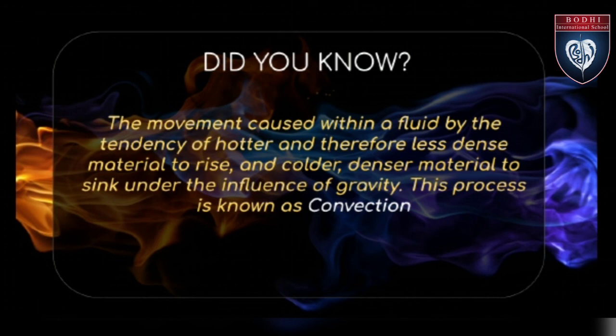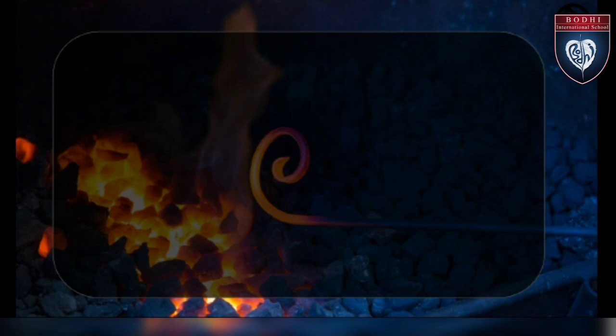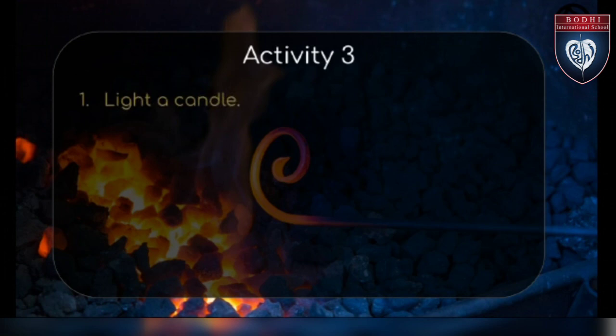The movement caused within a fluid by the tendency of hotter and therefore less dense material to rise and colder, denser material to sink under the influence of gravity is known as convection. The hotter material loses its density and becomes lighter, so it rises up. The colder material becomes denser, so it comes down.